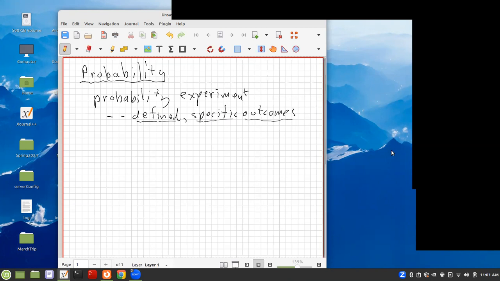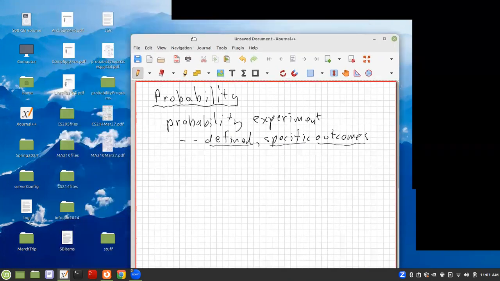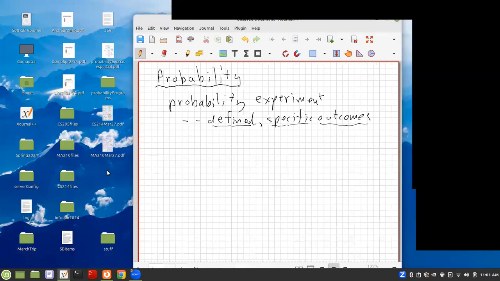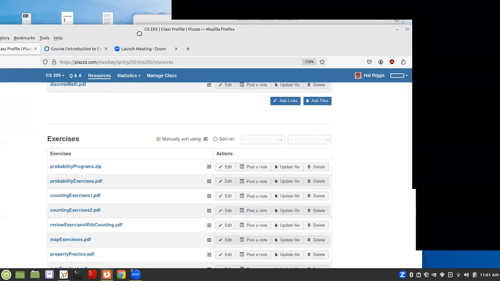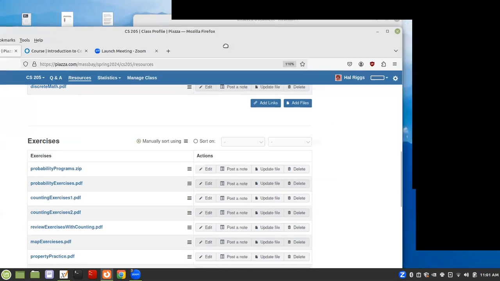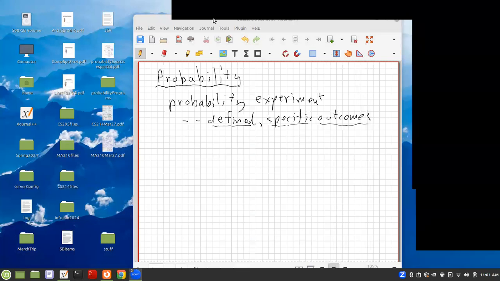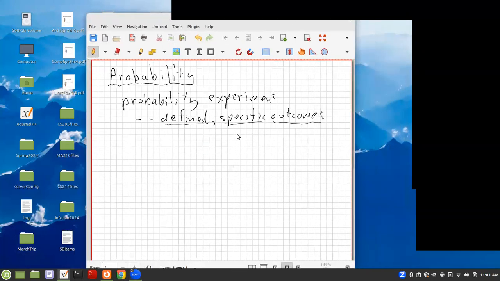Property practice. No, it's not property practice, it's the probability practice. Let's go back and make sure. Property practice is down here. There are probability exercises and probability programs at the top. We started this one last time and we'll continue with that today. And then we went through and ran some of these programs on Thonny as examples of probability experiments and what their outcomes were.